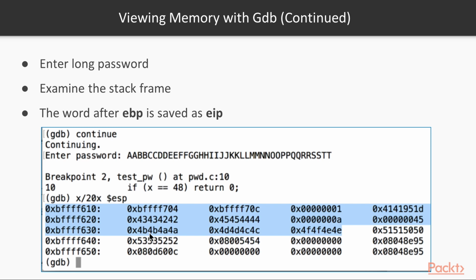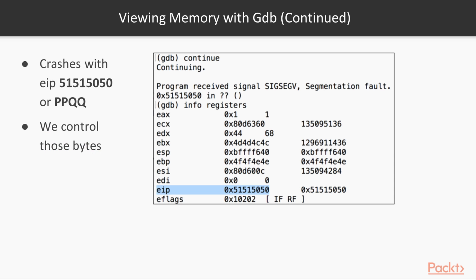Here's AA, BB, and so on. AA is actually up here. 41 is A, 42 is B, 43 is C. And here's the stored instruction pointer, which has been overwritten by 50 and 51. So those are letters I control, so I can control the extended instruction pointer by replacing the PP and QQ in that injection string with the address of code to execute.